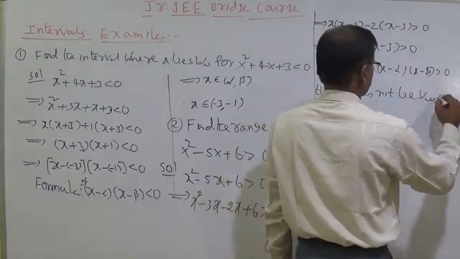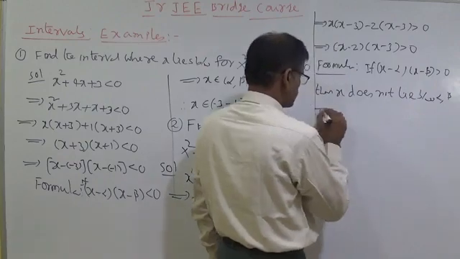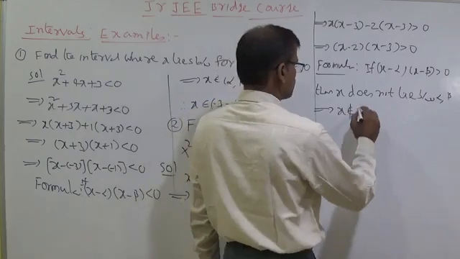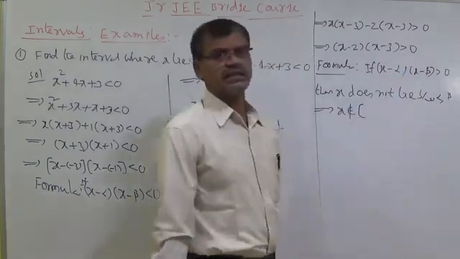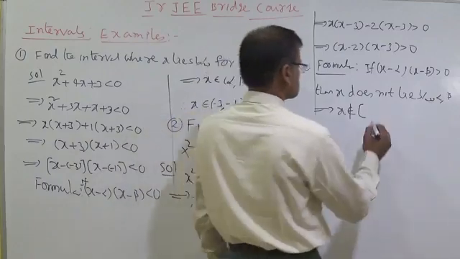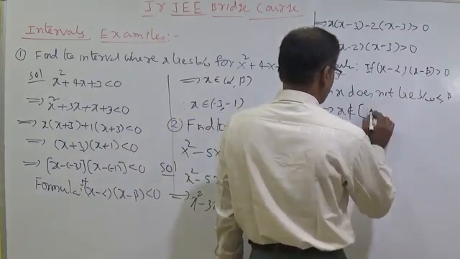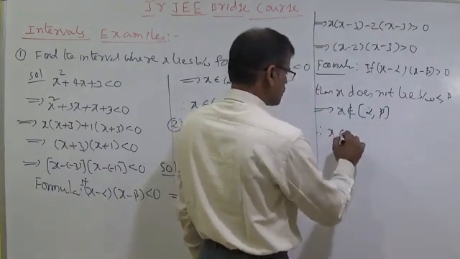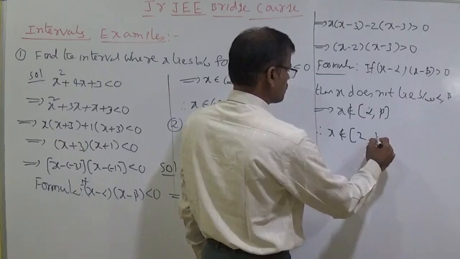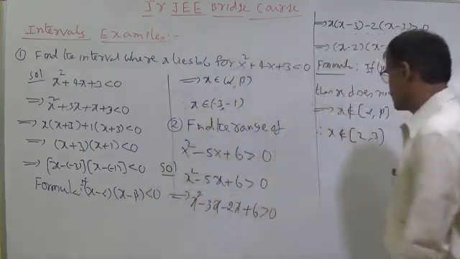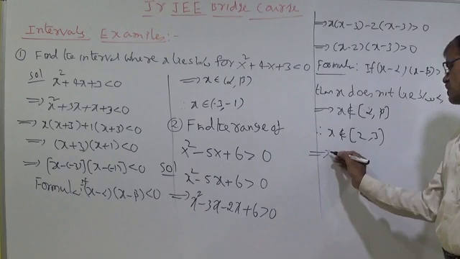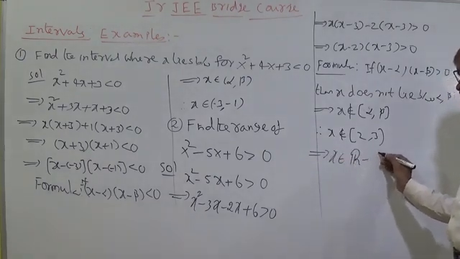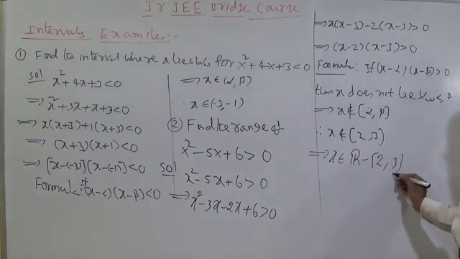X does not lie between alpha comma beta. That implies we had written x does not belong to symbol. Whenever greater than 0 is there, we have written x does not belong to closed interval alpha comma beta. Therefore, here you can write x does not belong to closed interval 2 comma 3. In another way, you can understand x belongs to real numbers R minus closed interval 2 comma 3.